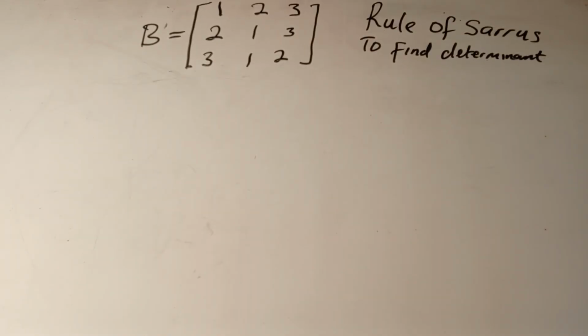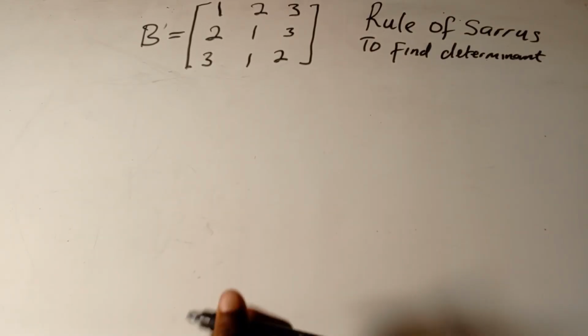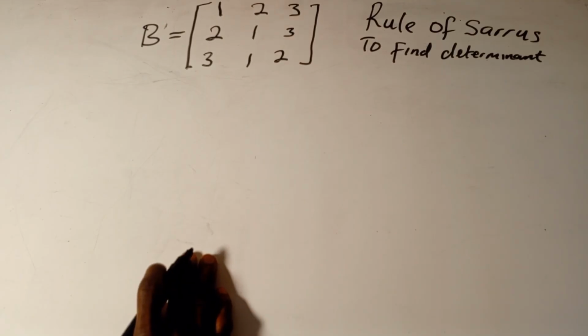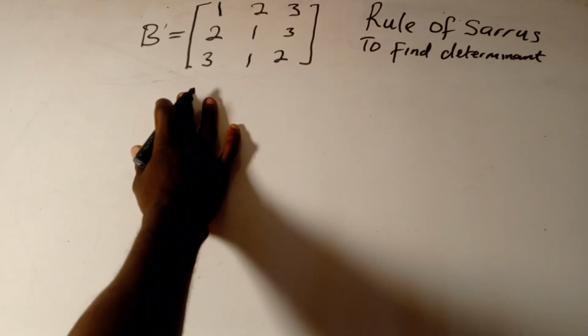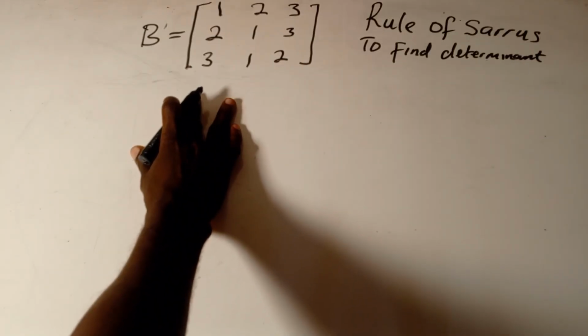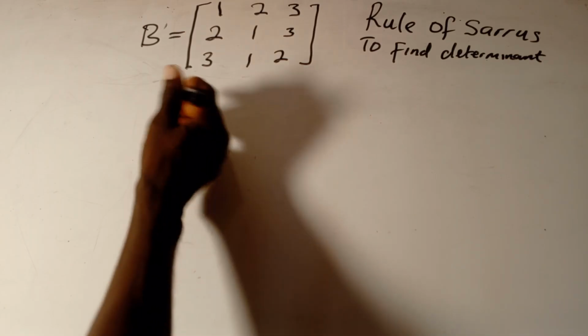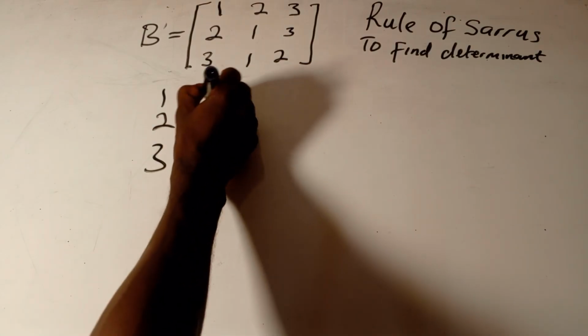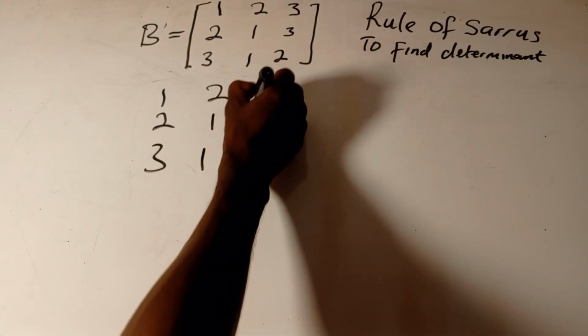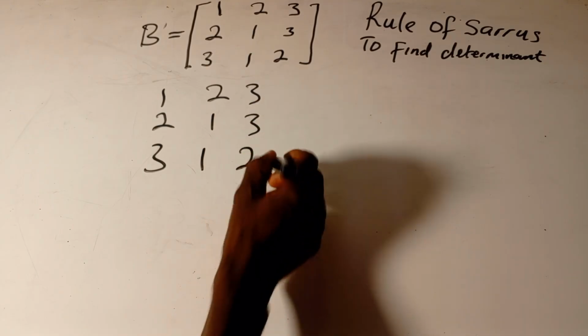Hi guys, let's use the rule of Sarrus to solve the determinant. Firstly, since the question is given as a 3 by 3 matrix, you can remove the brackets and put the numbers in place: 1 2 3, 2 1 1, 3 3 2.